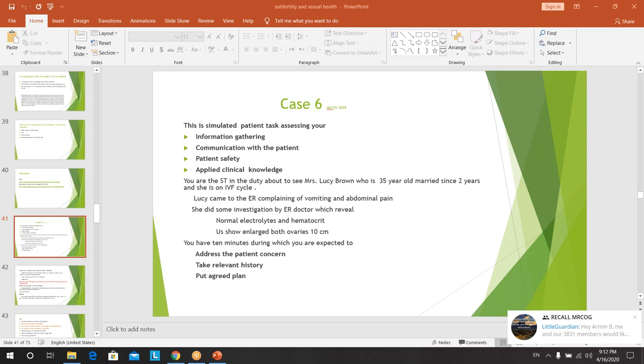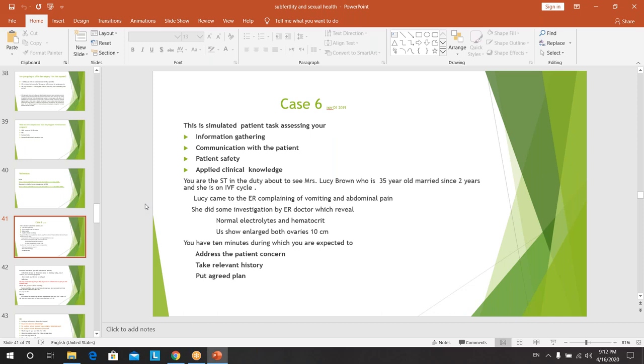This was one of the records that came in our exam in November 2019, and this was a patient with moderate ovarian hyperstimulation. The patient was vomiting, and when I entered the cubicle, she vomited, so I offered her anti-sickness medication. Dr. Ahmed didn't give me time to do that. He immediately asked about my sickness and offered anti-sickness medication.